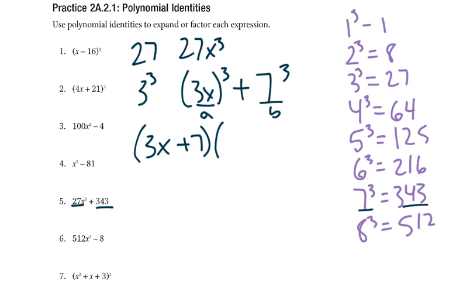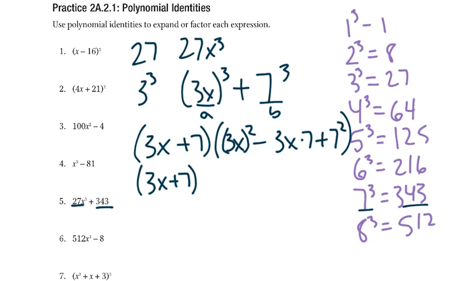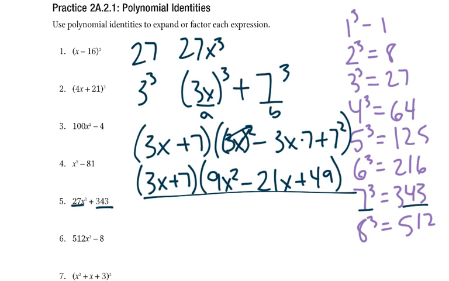Times a squared, 3x squared, minus a times b, right? Yep. 3x times 7 plus 7 squared. So simplifying that, 3x plus 7 times 9x squared minus 21x plus 49. And that's my answer. That's what they're looking for us to do, to expand or factor. This would actually be factoring, not expanding.